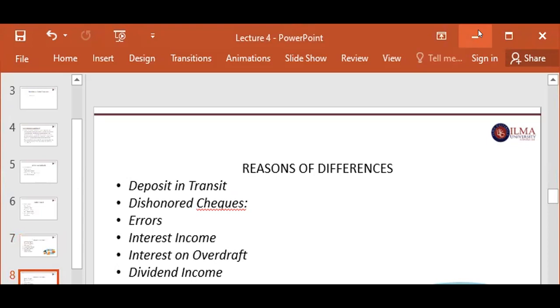Dividend income appears in the bank statement, and dividend represents a portion of the corporation's earning which is paid to the shareholders. When dividend is received by the bank on behalf of a company, it is recorded as income in the company's book.